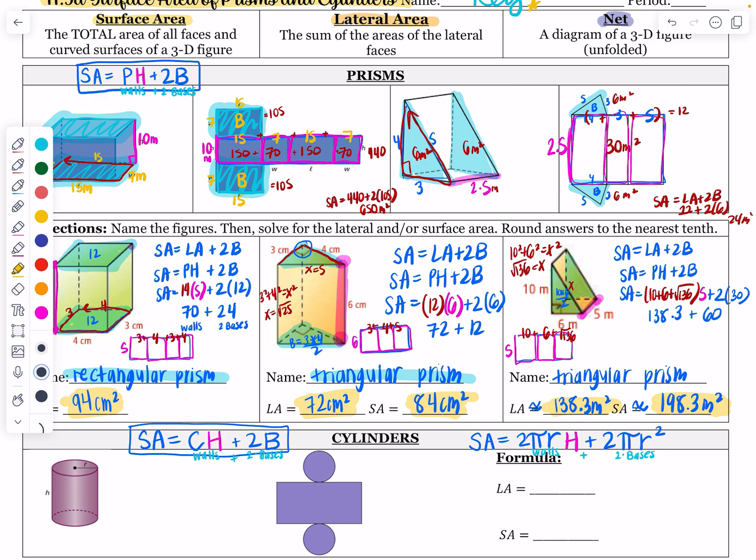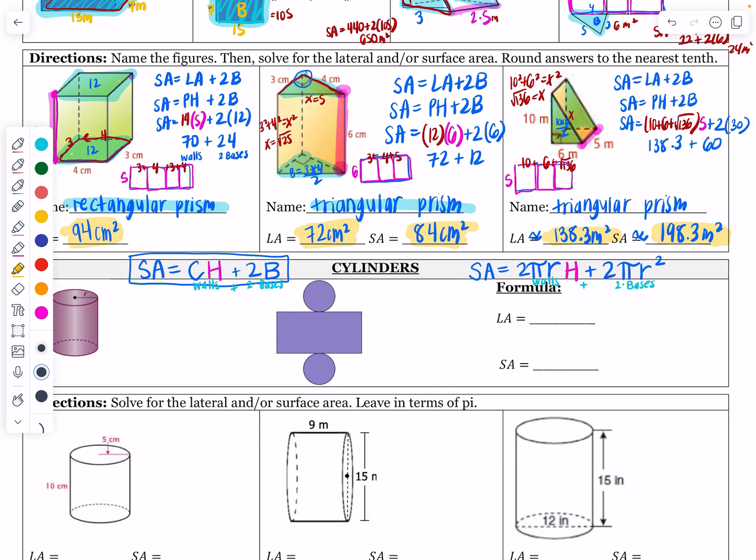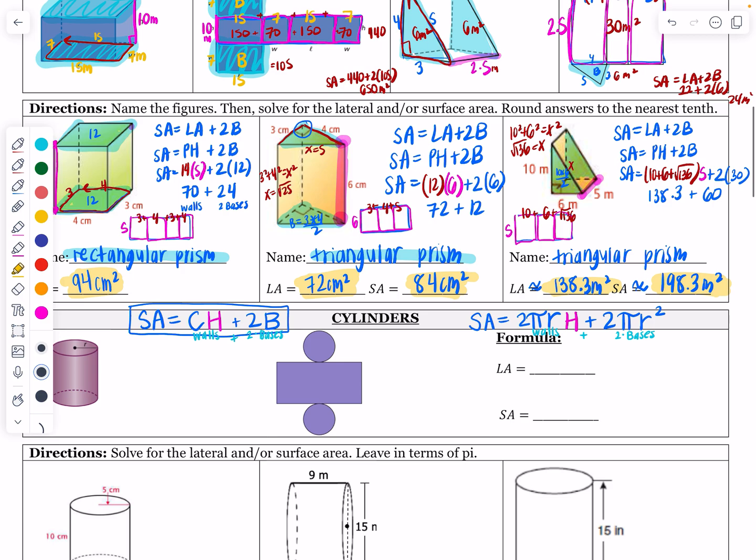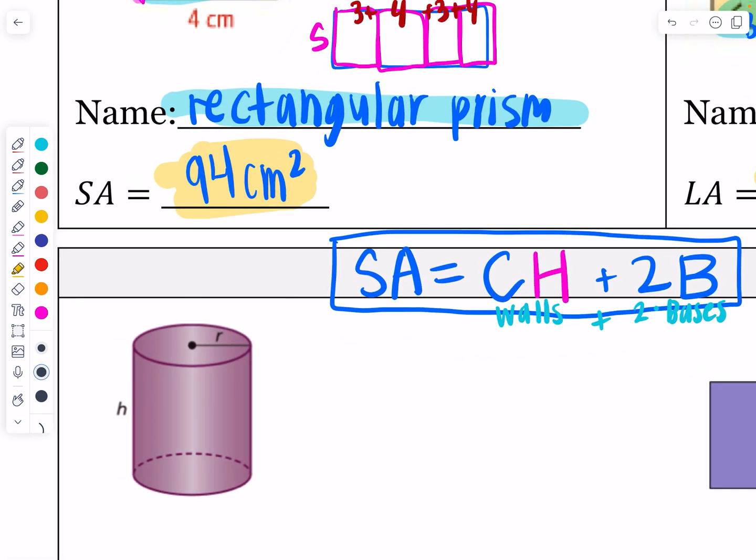All right, so how are cylinders a little bit different? We've talked about cylinders before. Well, cylinders have bases that are circles. And so since you have a base that is a circle, you're not going to have polygon walls. You're going to have a curved wall. And so it's still LA plus 2B, but instead of having a perimeter in a circle, we call that perimeter of a circle the circumference. The outside of a circle is called the circumference. So what I'm going to be doing that's a little bit different is I'm not going to be working with finding perimeter. I'm going to be working with finding the circumference.